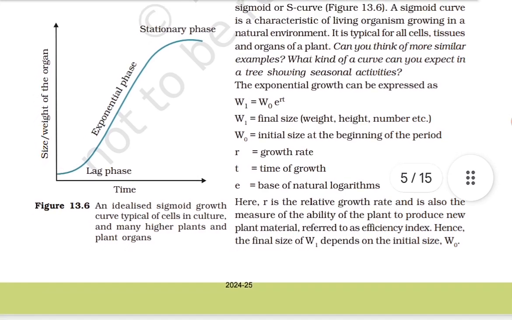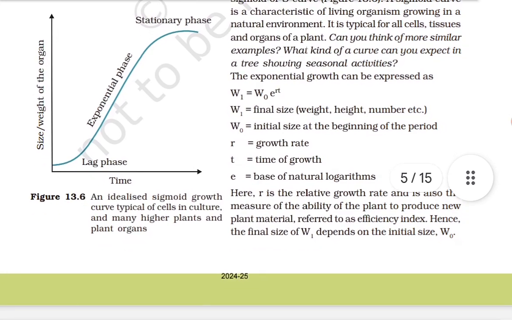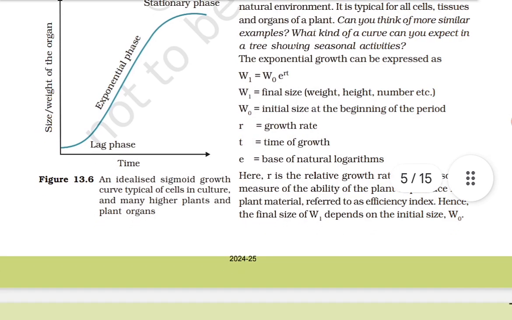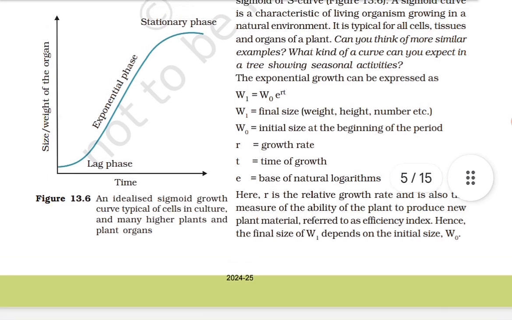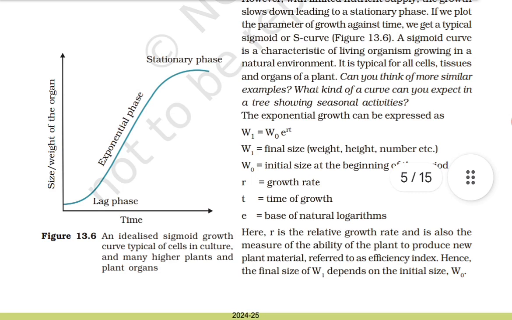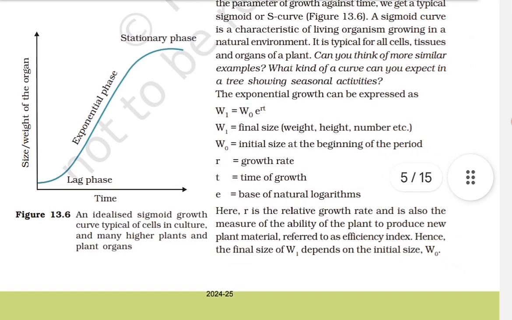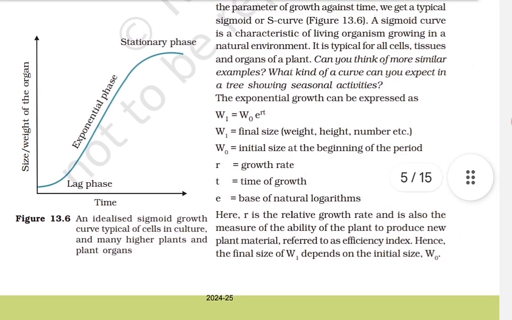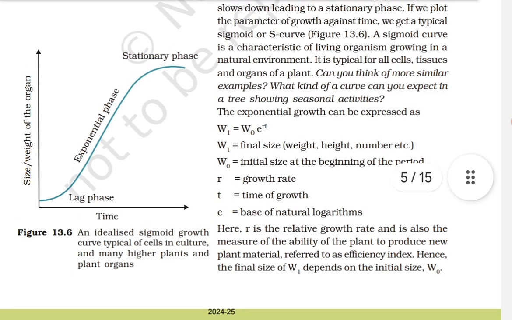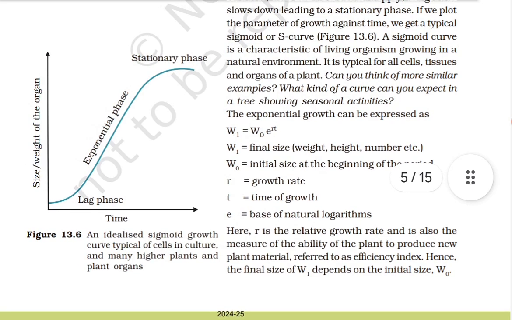The simplest expression of arithmetic growth is exemplified by a root elongating at a constant rate. Look at figure 13.5. On plotting the length of an organ against time, a linear curve is obtained. Mathematically, it is expressed as Lt = L0 + rt, जहाँ पे L0 is equal to length at time 0 और Lt is equal to length at time t. r is equal to growth rate, elongation per unit time.